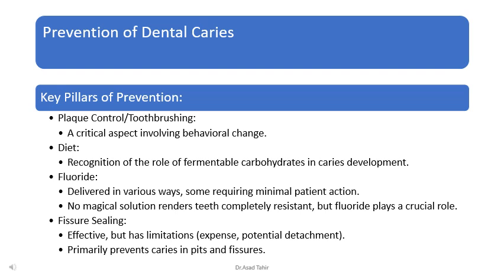Fissure sealing. Fissure sealing emerges as a highly effective preventive measure, primarily targeting caries in pits and fissures. However, it's important to acknowledge its limitations, including cost considerations and the potential for sealant detachment over time. Despite these challenges, fissure sealing remains a valuable tool in our efforts to protect vulnerable tooth surfaces and minimize the risk of decay. As we delve deep into each of these pillars, we'll explore their significance in pediatric dental care and practical approaches for implementation.